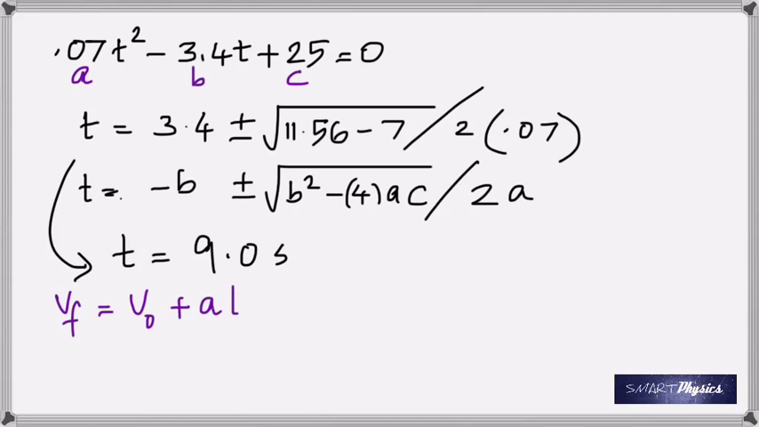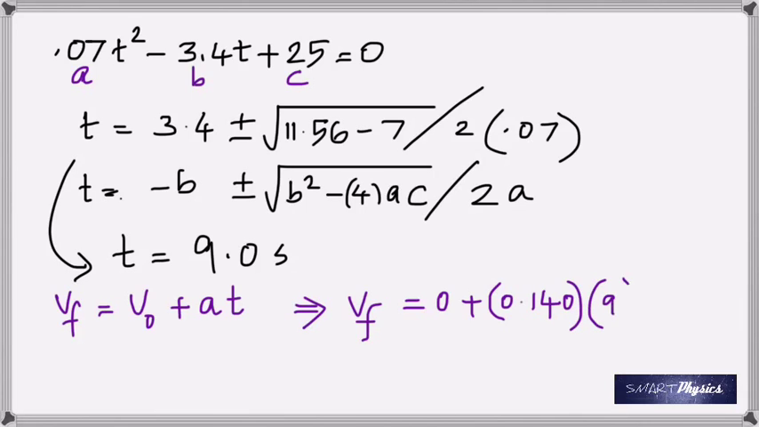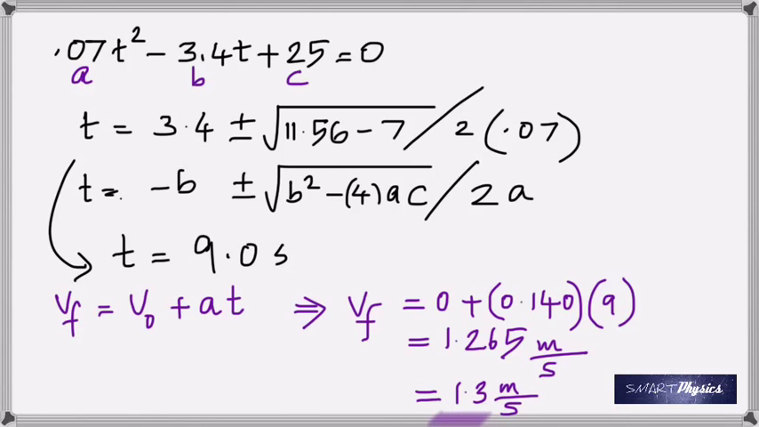Now, in order to find the final velocity, you can use the equation Vf is V naught plus at. You're looking for the final velocity. The initial velocity of runner B is 0. The acceleration is given, 0.14, multiplied with the time that you got, 9 seconds, and you have the final velocity, which is 1.265 meters per second. When you round it off, you get 1.3 meters per second. So that's how you do that problem.